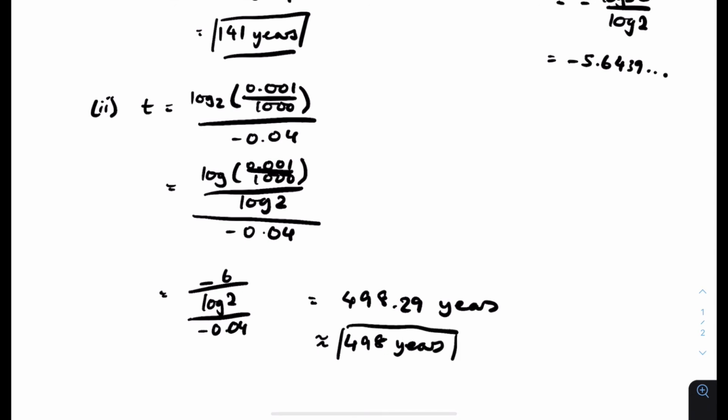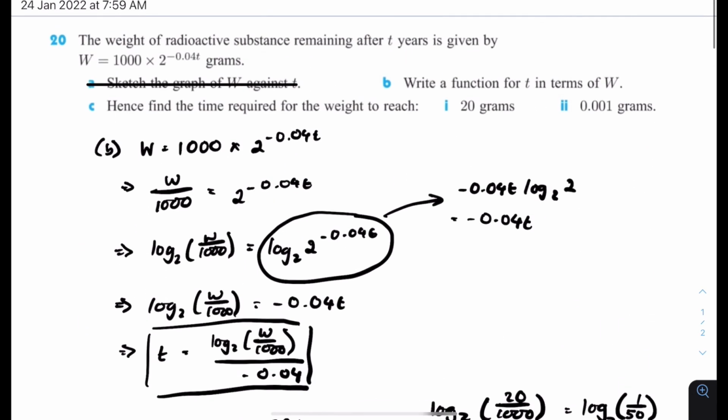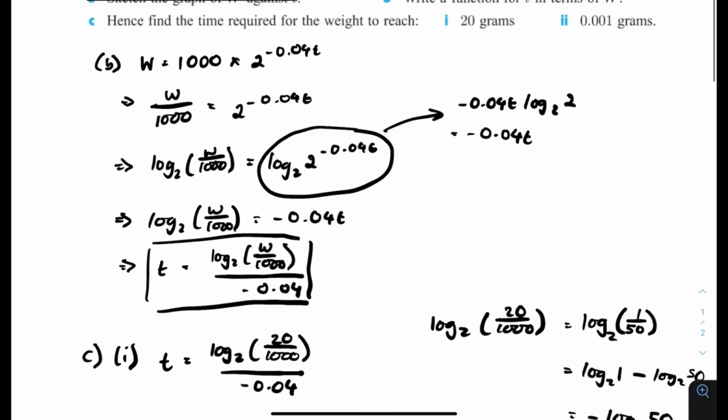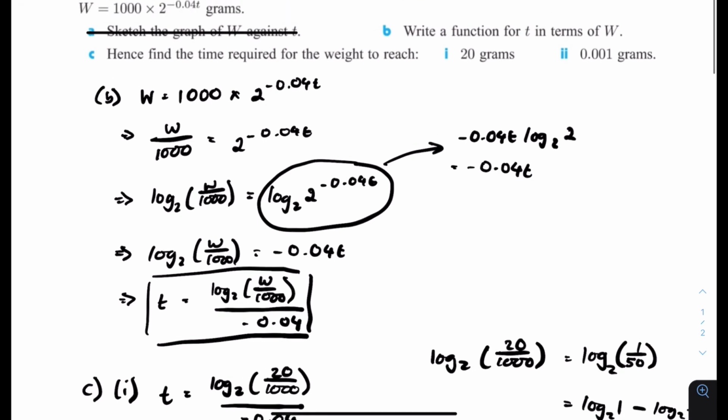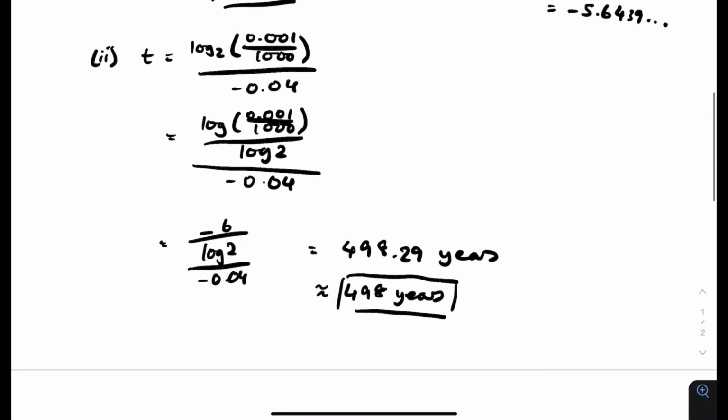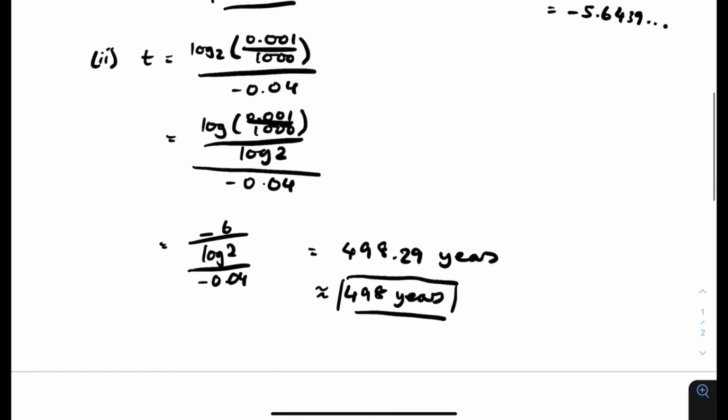So obviously that's a really long length of time, but keep in mind this is a radioactive substance which does take a long time to decay, so if you get a large answer, don't be too worried about that. So part B, we've got this equation. Part C is 141 years, and part 2 of C is 498 years.